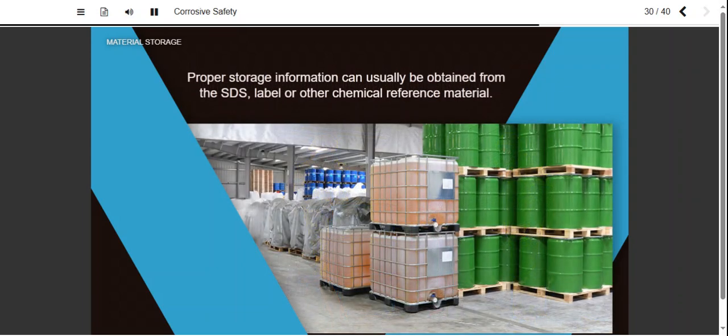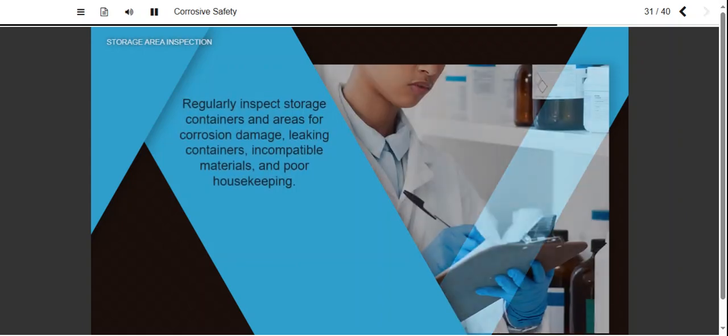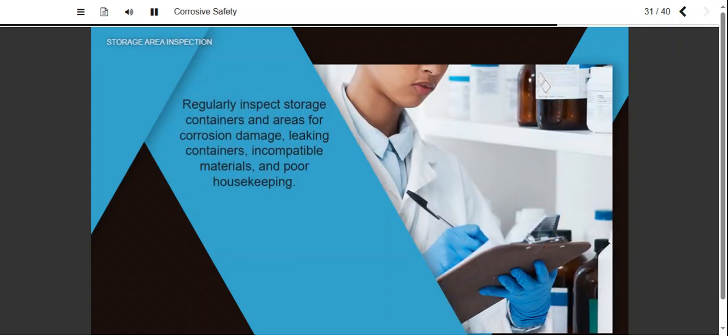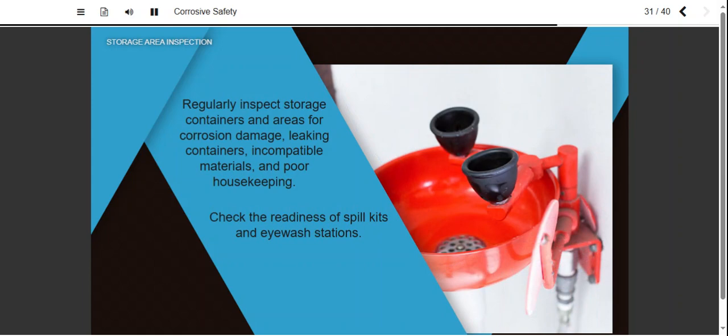When strong chemicals must be used, proper storage and handling can reduce associated risks. Proper storage information can usually be obtained from the safety data sheet, label, or other chemical reference material. Regularly inspect storage containers and areas for corrosion damage, leaking containers, incompatible materials, and poor housekeeping. Check the readiness of spill kits and eye wash stations. Report and correct all deficiencies as soon as possible.